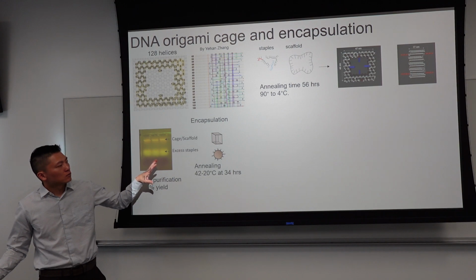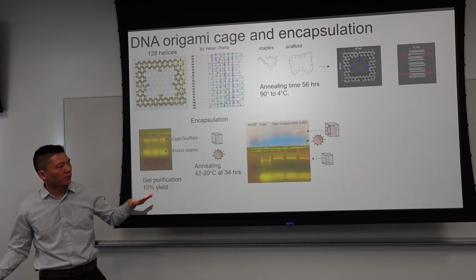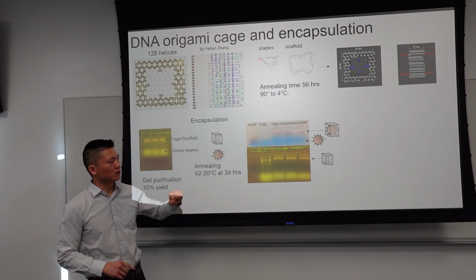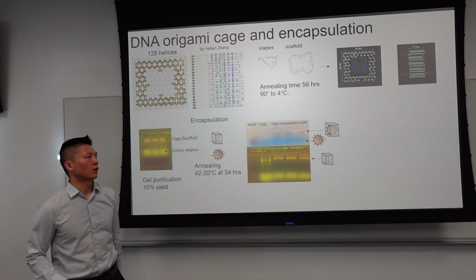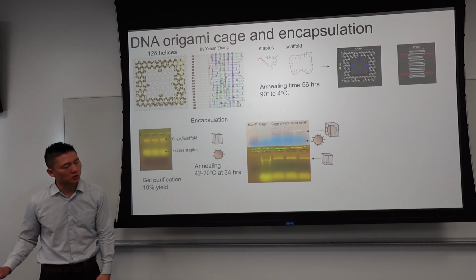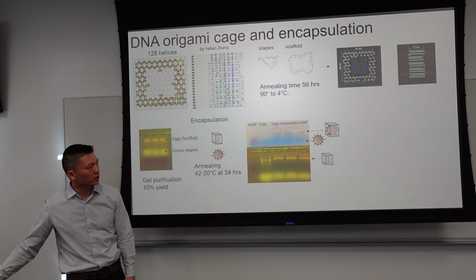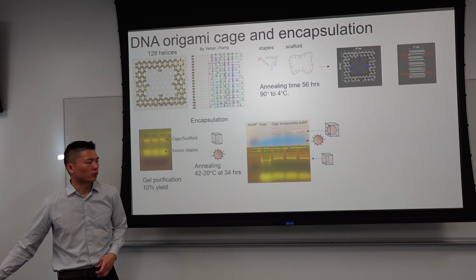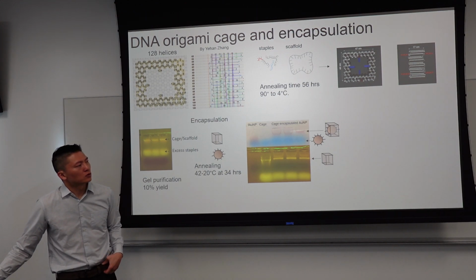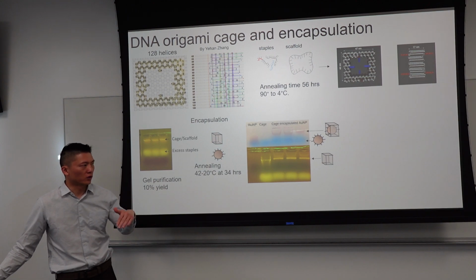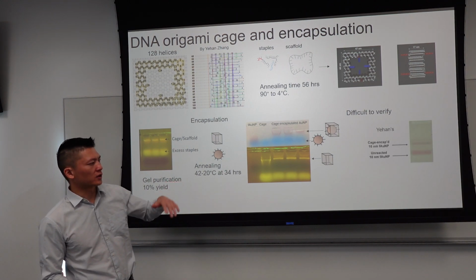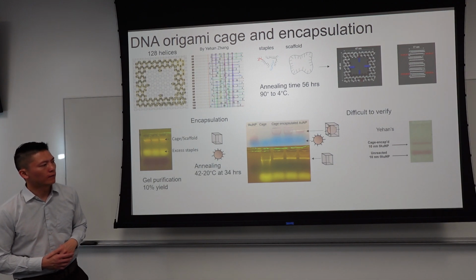Add your cages to your nanoparticles, anneal them, and run your gels to see if they show where DNA origami cages are, and also where gold nanoparticles are. And I did see that, so it's a good sign that I was able to encapsulate. I haven't verified yet because it may be difficult. Our lab only has an atomic force microscope, so it's a little bit difficult to see if we're looking at a nanoparticle that's inside of a cage with AFM. Anyways, I do show that I've matched, or somewhat matched, Ihan's work.